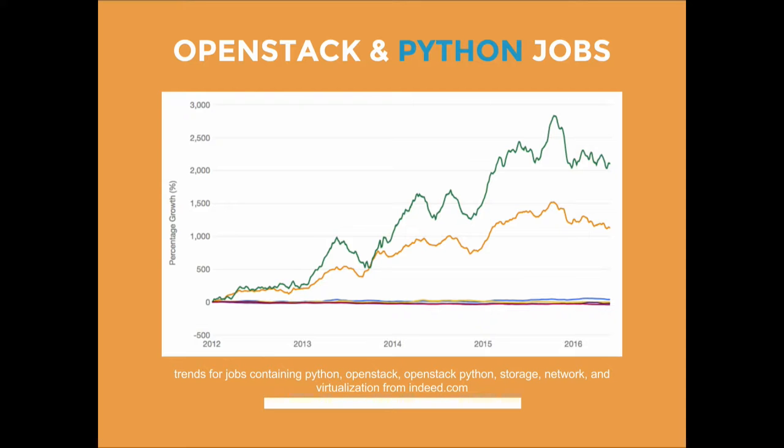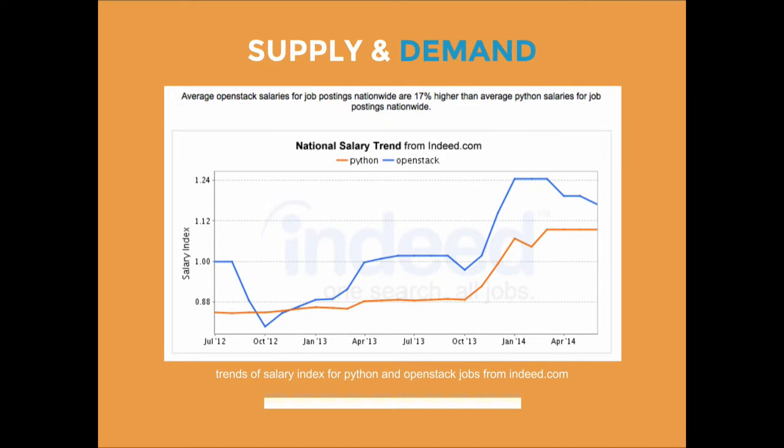But if you look for OpenStack jobs, that's the orange line in the middle that is trending up. And if you look for OpenStack and Python together, that's the green line at the top. So there's definitely an increased demand, and that's 2,100% growth over that time. So that growth in demand has the expected impact on salaries. OpenStack salaries are 17% higher than standard Python salaries. But even Python salaries, just standard Python jobs, are trending up as well. That I believe has a lot to do with the demand from the increased use of Python within the OpenStack community.